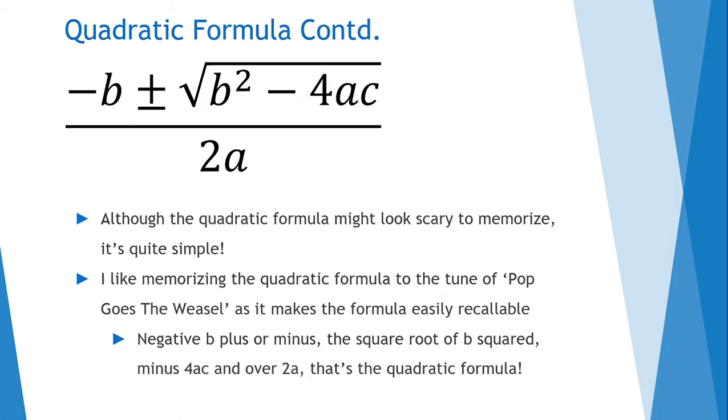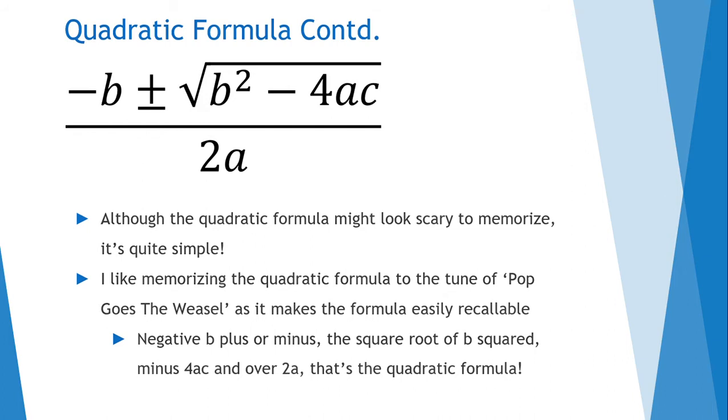I will sing it badly for you now, but here's about how the tune goes. Negative b plus or minus the square root of b squared minus 4ac, and over 2a. That's the quadratic formula. Although you can probably sing it better than I can. Essentially, this little device helps you keep straight what's negative, what's squared, and what's going over what. So it makes the whole thing a little easier to memorize.